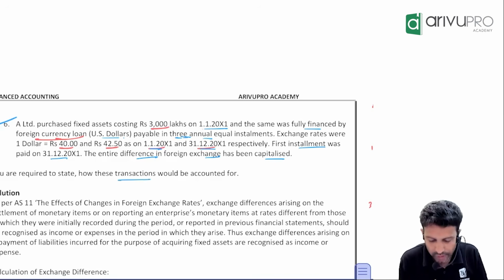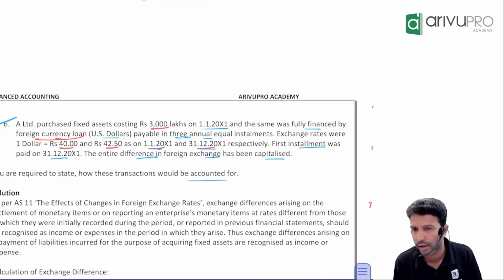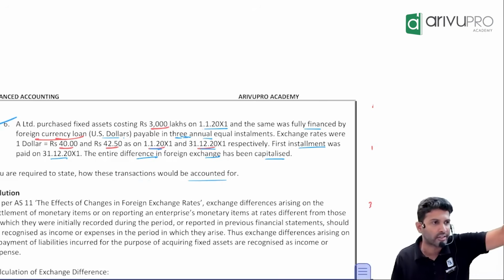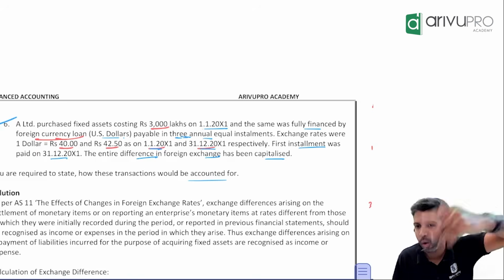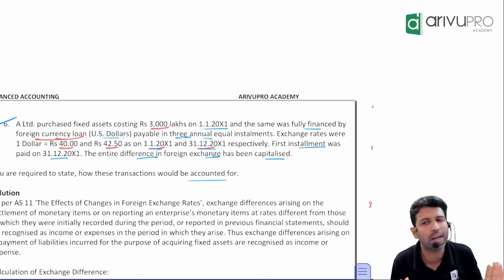You are required to state how this transaction would be accounted for. Give both the treatments. If para 46A is opted, what will happen? If it is not opted, what will happen? You will give both. That's what they're basically looking for here.